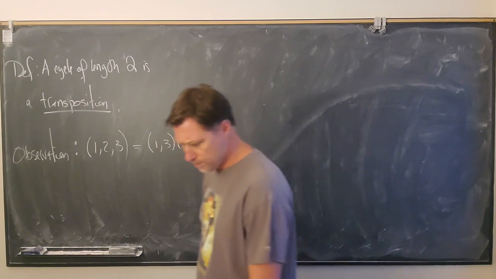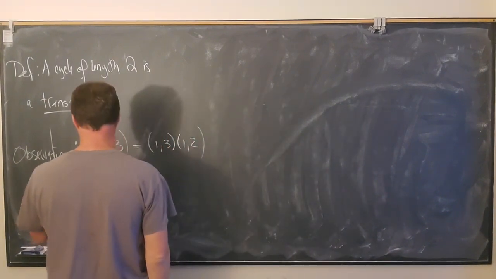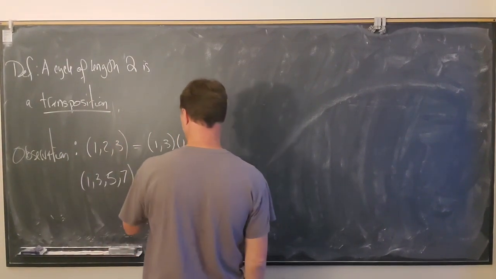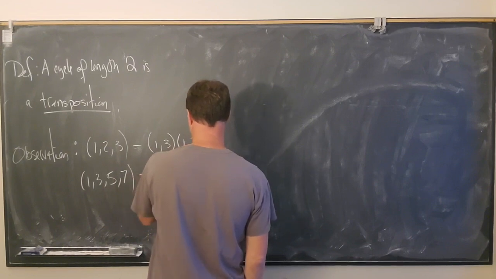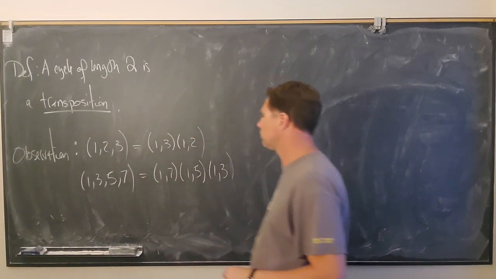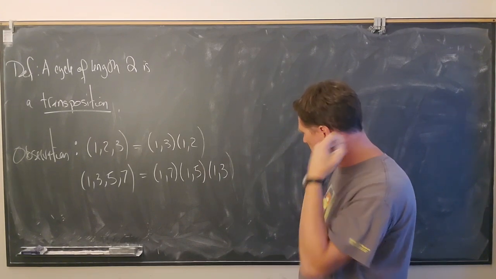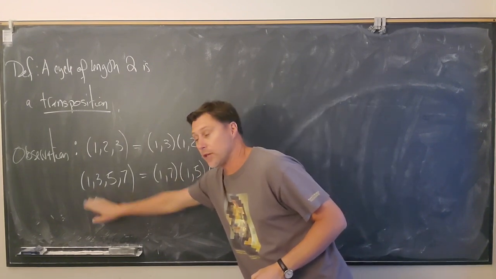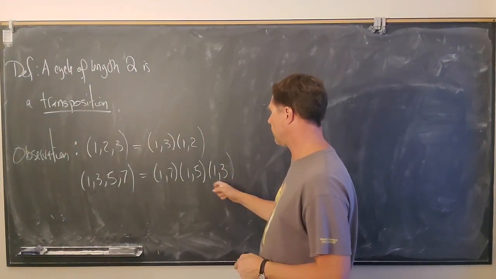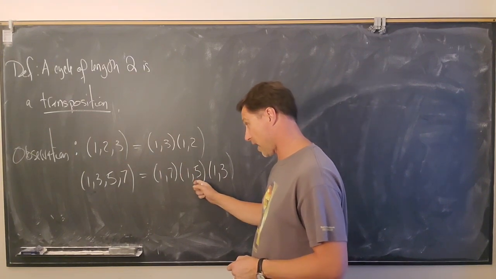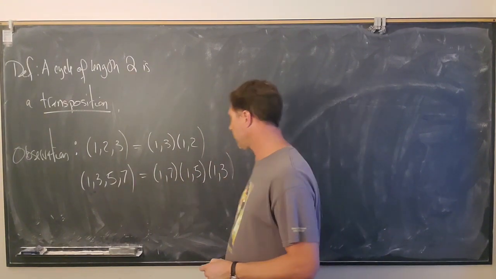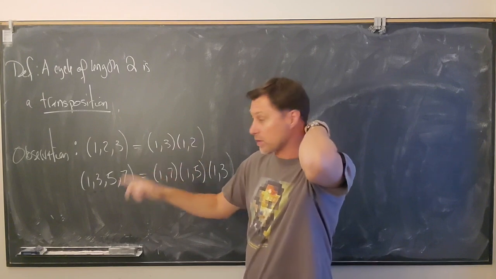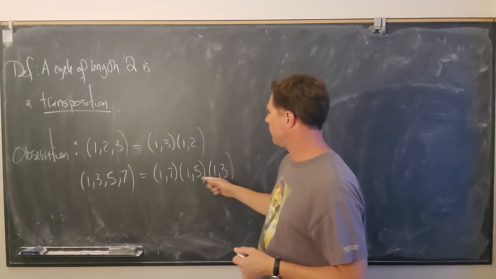Let me try it again. Let's do this one: 1, 3, 5, and 7. And I'm going to write it down, so this is going to be 1, 7, 1, 5, 1, 3. Let's make sure that this is true. So let's see, I'm going to feed a 1 through here. 1 goes to 3. That's a match. Now let's feed a 3 through. 3 goes to 1, which goes to 5. All right, so 3 goes to 5. Good. 5 goes to 1, which goes to 7. So 5 goes to 7. That's a match. And then the last one, 7 goes to 1.